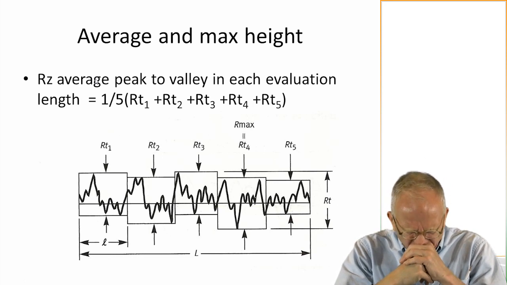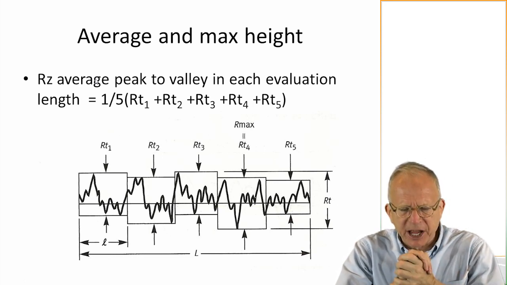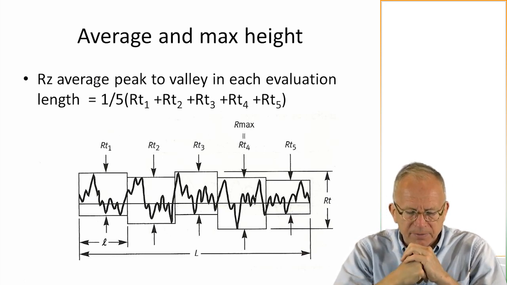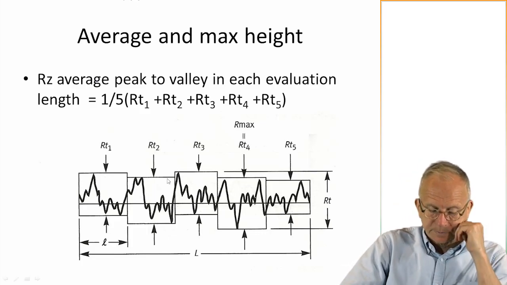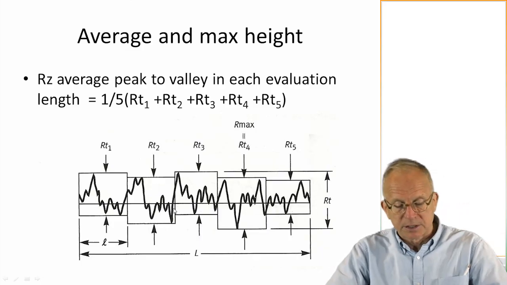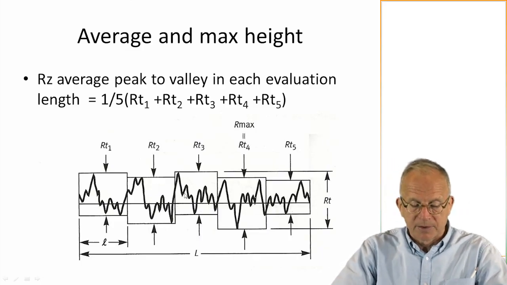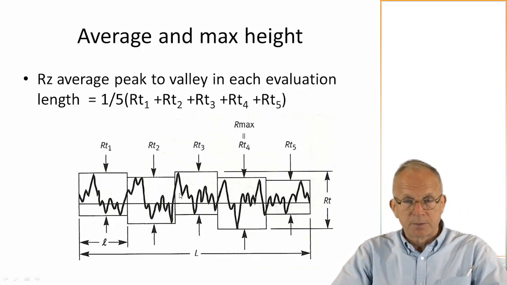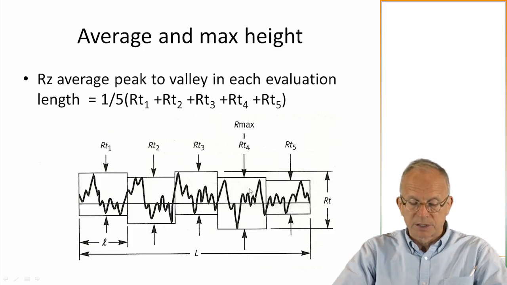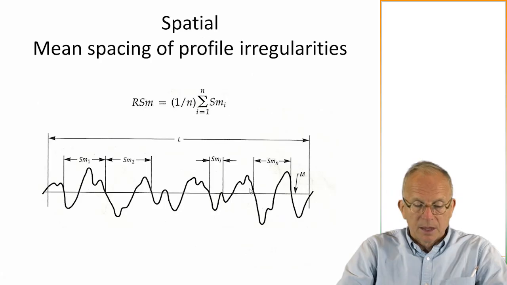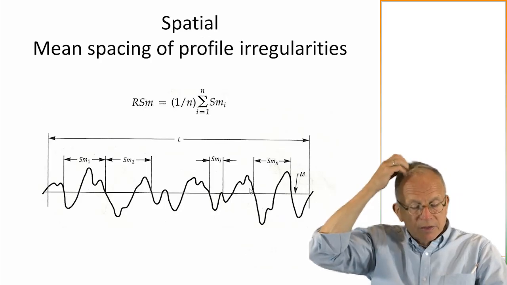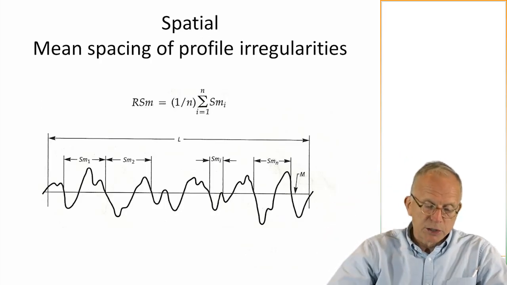Now, the Rz is an average of the maximum heights in a certain number of sections. So this is going to be a little more robust than just the peak to valley height, which might be influenced by some kind of outlier, where this will tend to be less influenced by single values. Now, those were height parameters. This is a spatial parameter.